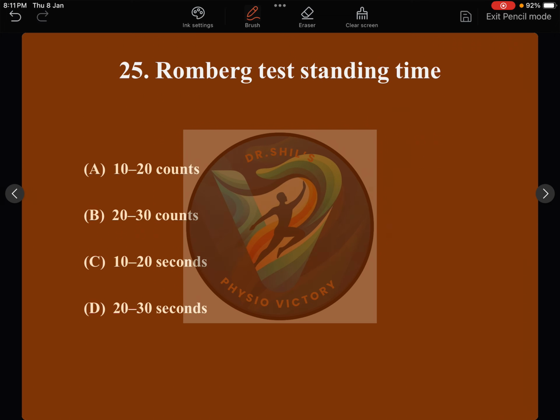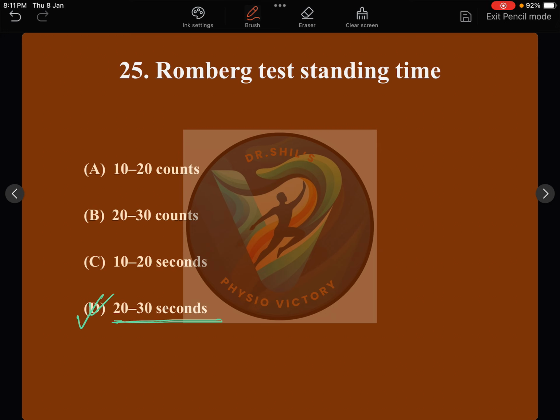Next, come to question number 25. Romberg test standing time. Option A 10 to 20 count, option B 20 to 30 count, option C 10 to 20 seconds, option D 20 to 30 seconds. Here the correct answer is option D, 20 to 30 seconds.